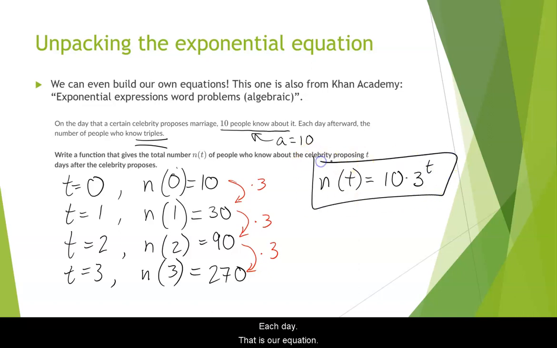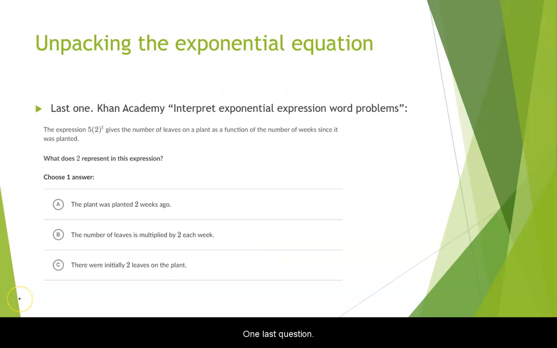That is our equation. That is in the form of f of x equals the initial value times the growth factor raised to some power. Yes, that should be an x. One last question. The expression 5 times 2 to the t power gives the number of leaves on a plant as a function of the number of weeks since it was planted.